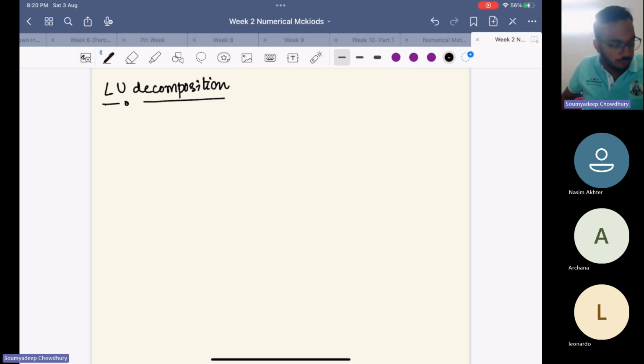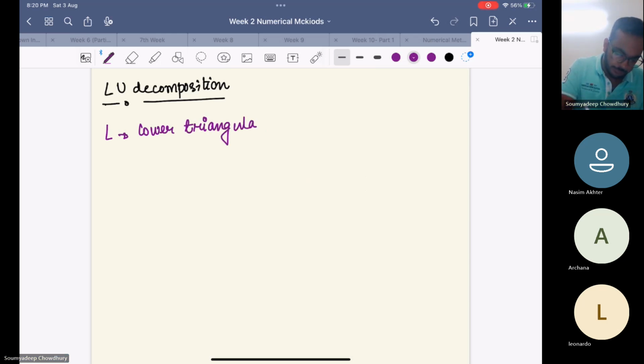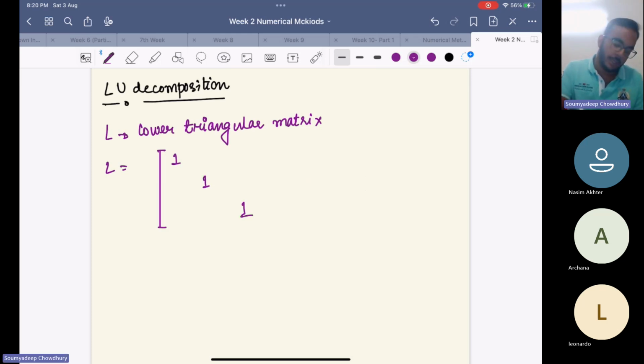Okay. So first we will see what L and U are. L is your lower triangular matrix. The form of L is that all elements in the principal diagonal will be 1, all elements above the principal diagonal will be 0, and all elements below the principal diagonal will be non-zero.